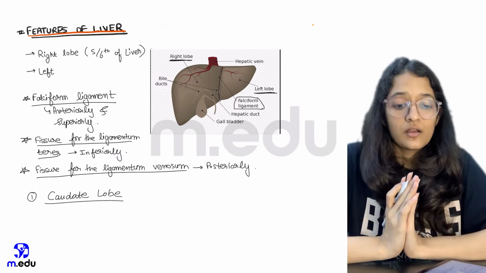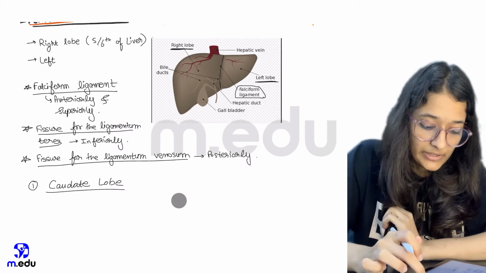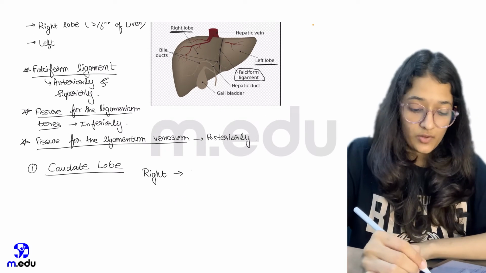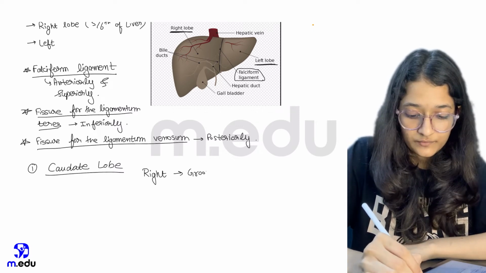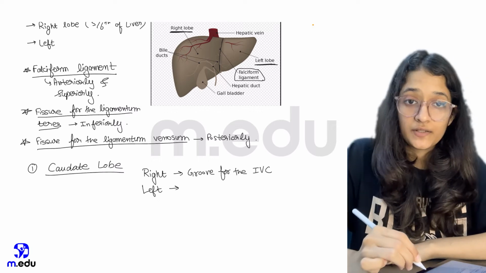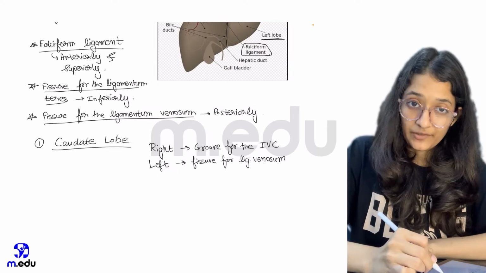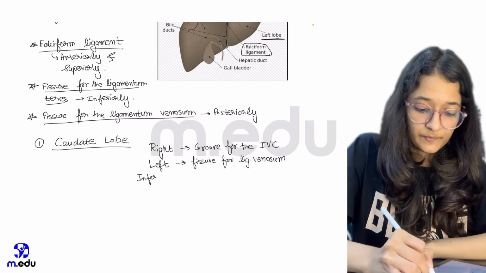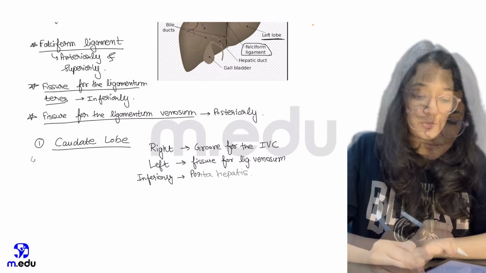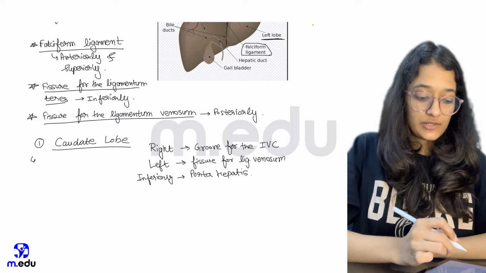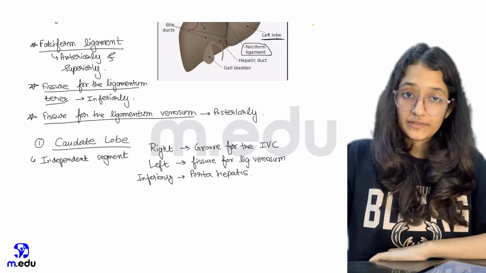So, let's get to know by which structures it is related. The caudate lobe on the right is bounded by the groove for the inferior vena cava, and on the left it is bounded by the fissure for the ligamentum venosum, and inferiorly, the porta hepatis. One point I need you to note down is that this lobe is an independent segment. I'll tell you later why.